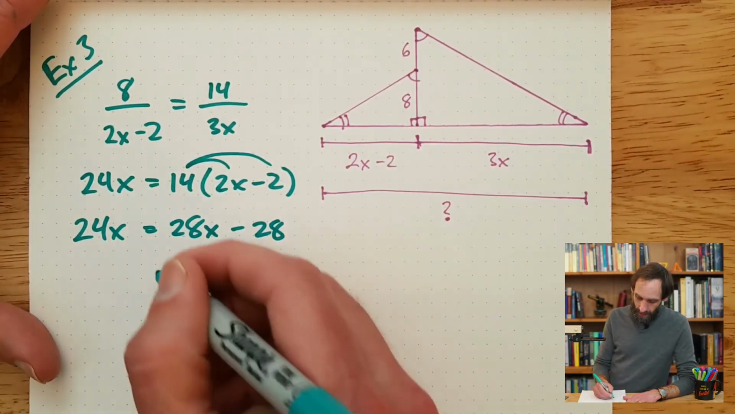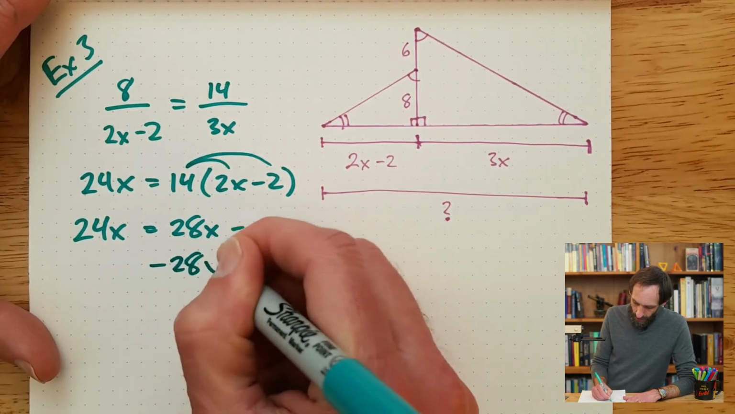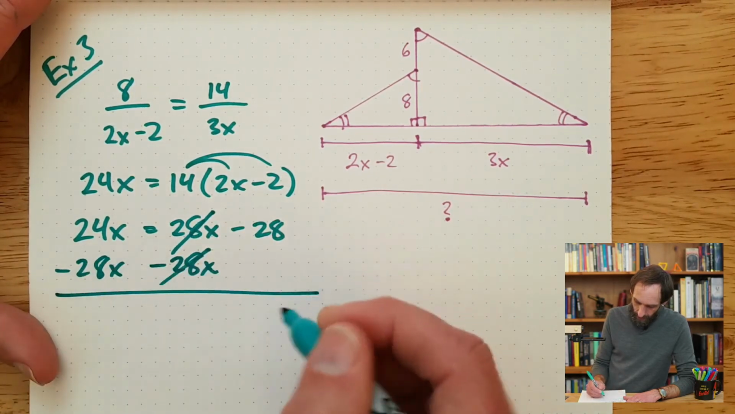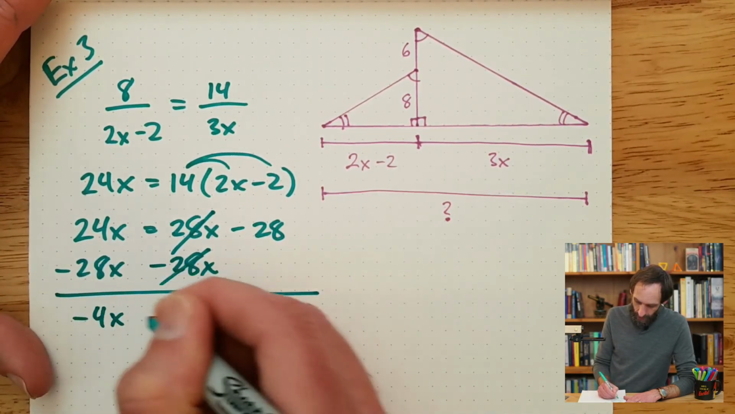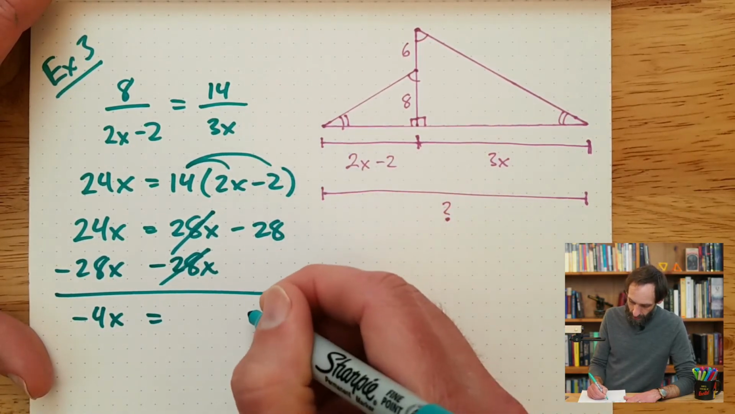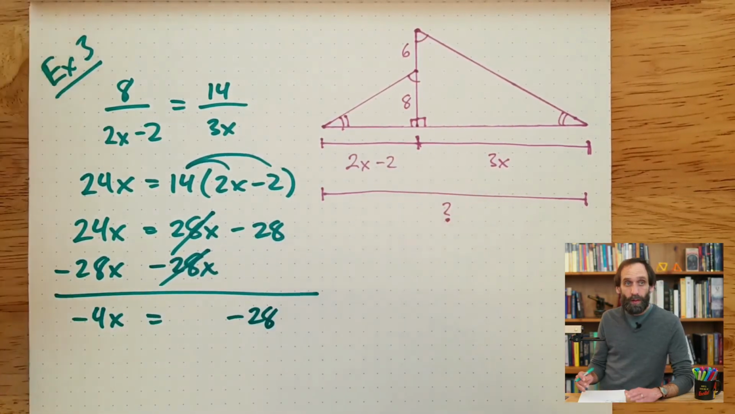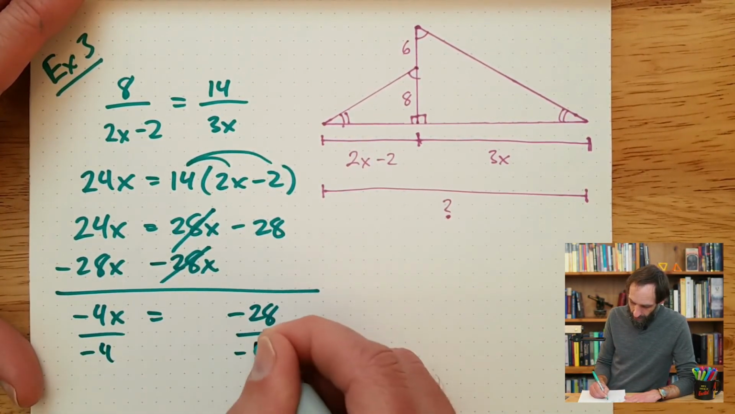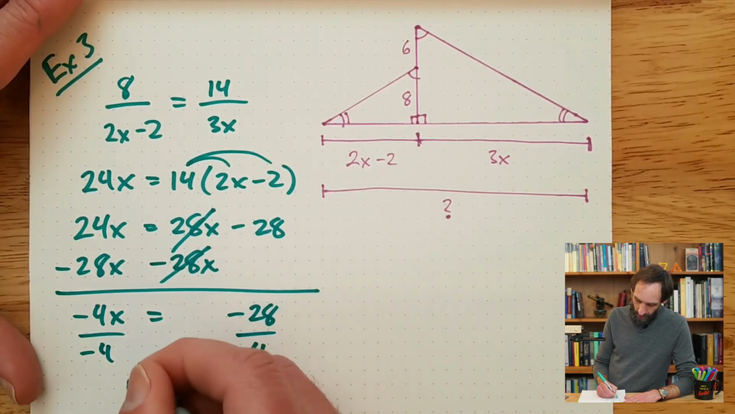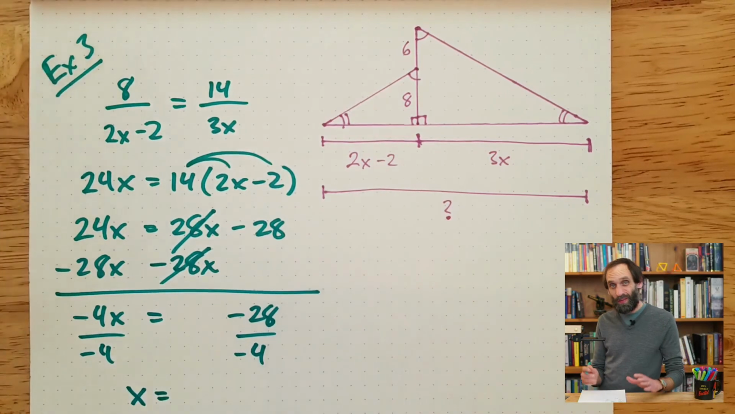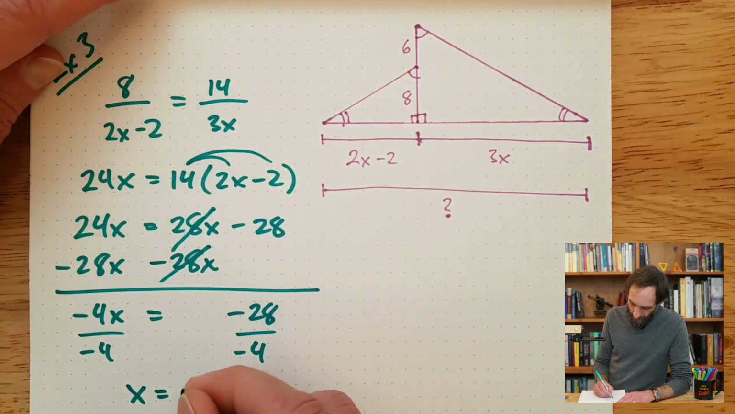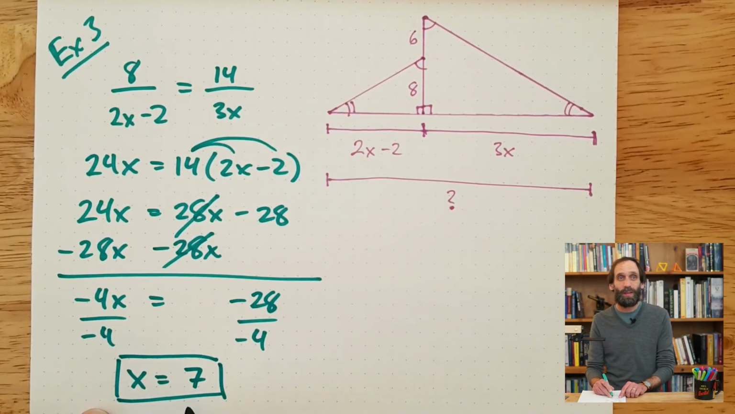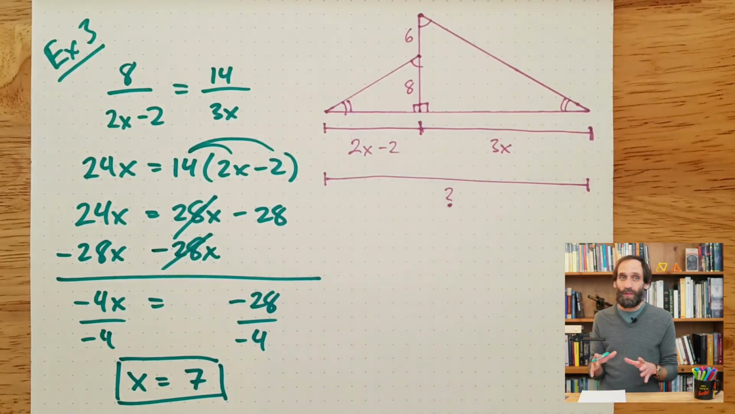Now we need to get x by itself, and so we're going to subtract 28x from both sides. These will cancel out. I'm going to get negative 4x is equal to, well, I'll just bring down this negative 28. And now I'll divide both sides by negative 4 to get the value of x. And negative 28 divided by negative 4, well, a negative divided by a negative is a positive, and so this is going to be positive 7. Okay, so the value of x in this diagram is 7.